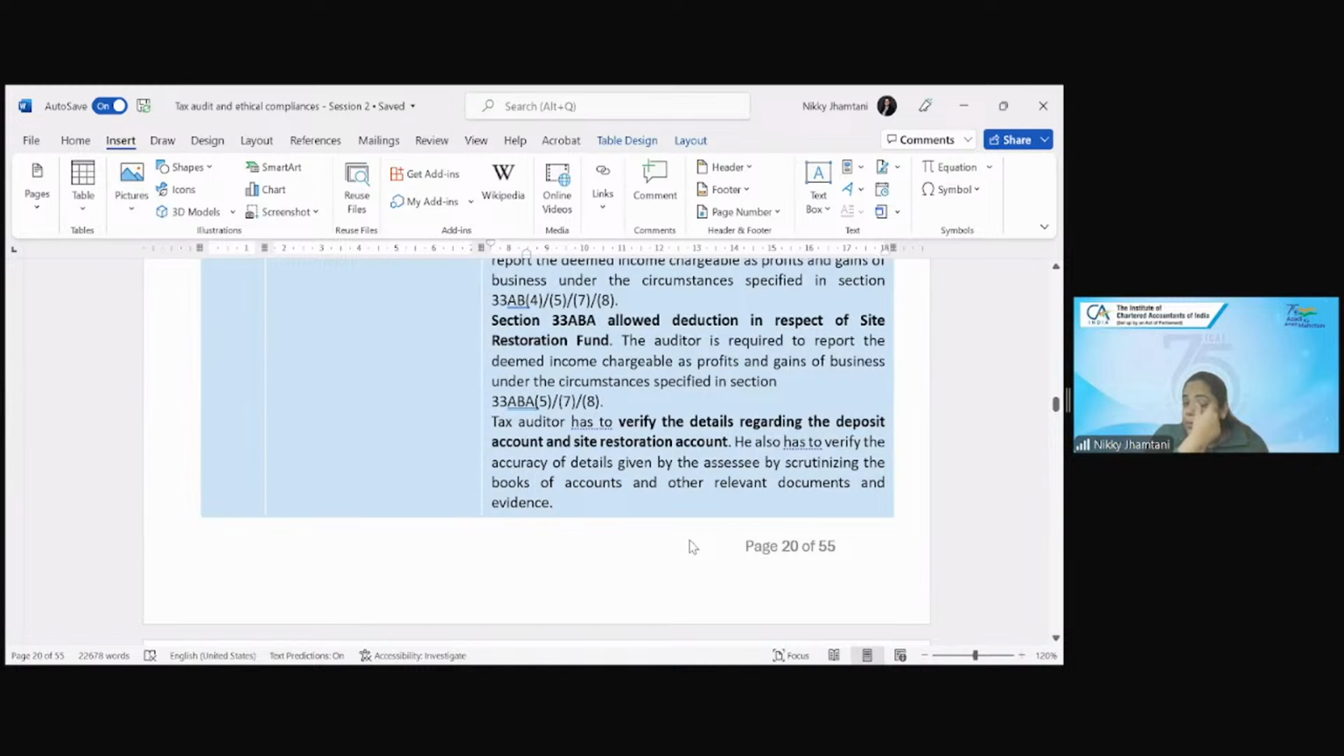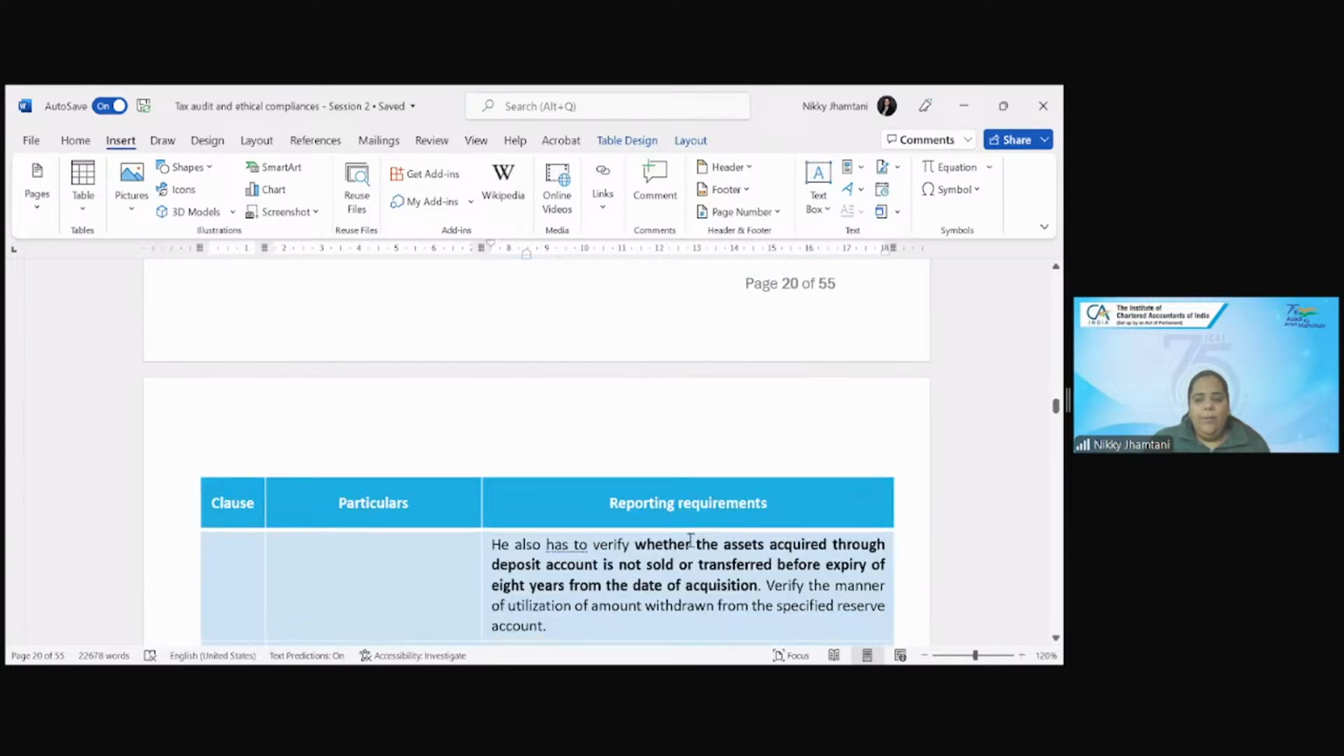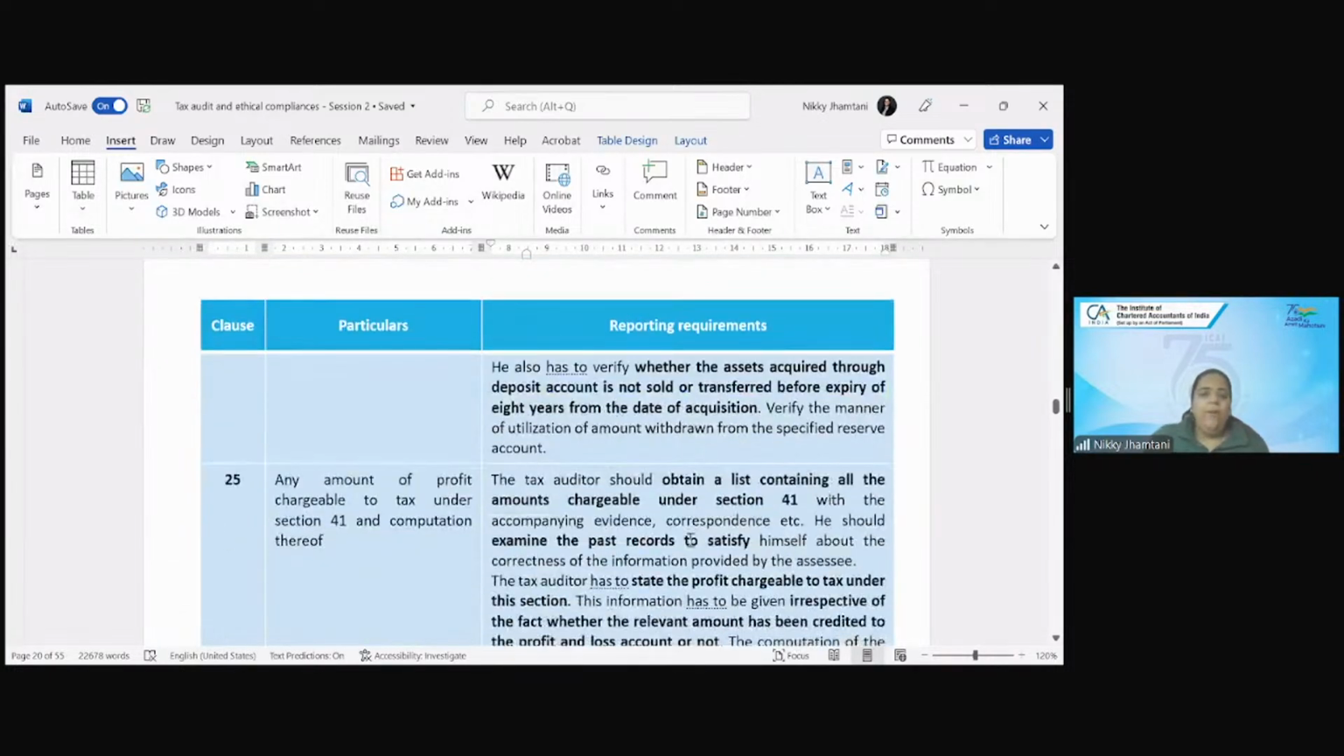Tax auditor has to verify the details regarding the deposit account and site restoration account. He also has to verify the accuracy of details given by the assessee by scrutinizing the books of accounts and other relevant documents and evidence. He also has to verify whether the assets acquired through deposit account are not sold or transferred before expiry of 8 years from the date of acquisition. Verify the manner of utilization of amount withdrawn from the specified reserve account.